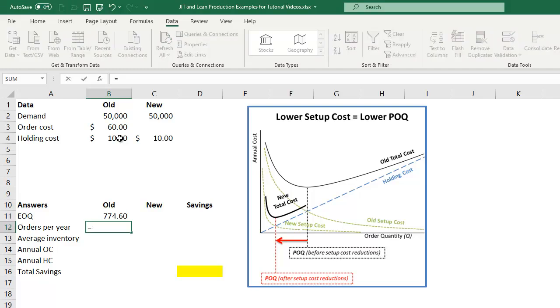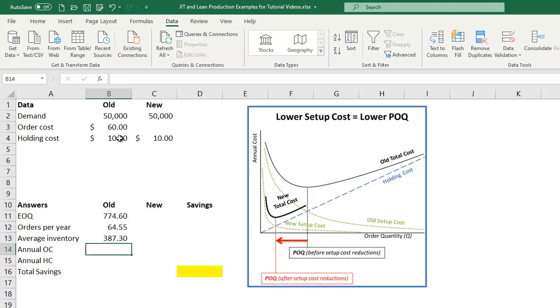How many orders would be required per year at that order quantity? That's calculated very simply by taking the demand, annual demand, and dividing it by the EOQ. And what would be our average inventory in this case? That's taking the order quantity, dividing it by 2, gives us our average inventory.